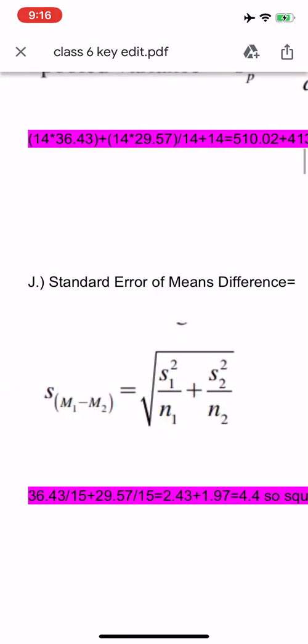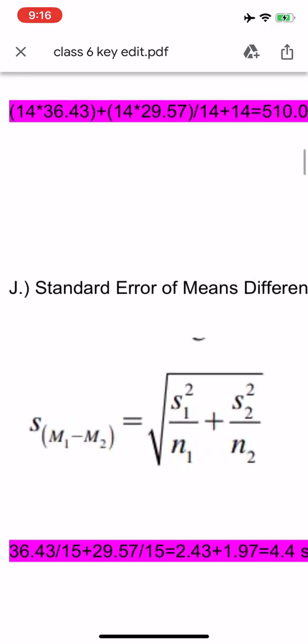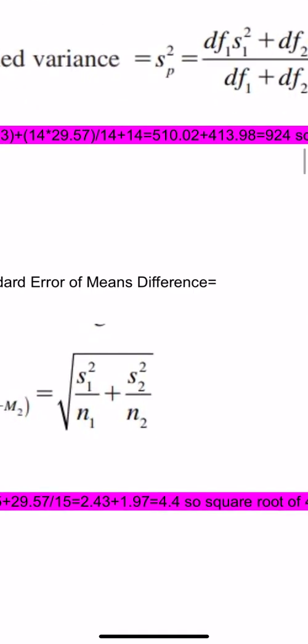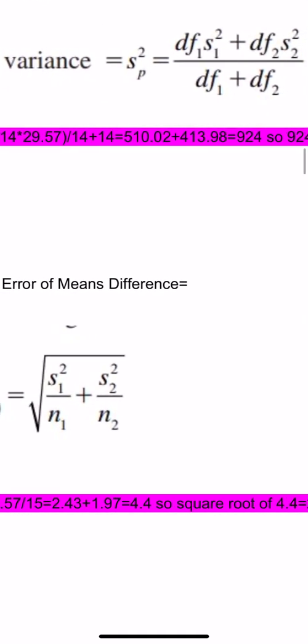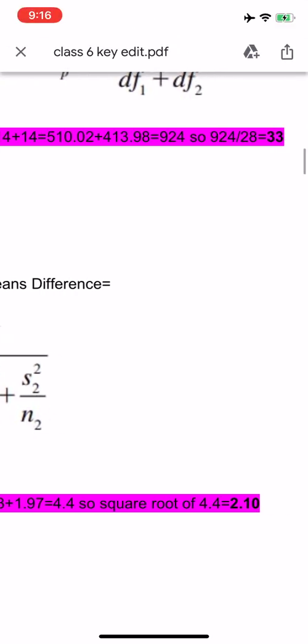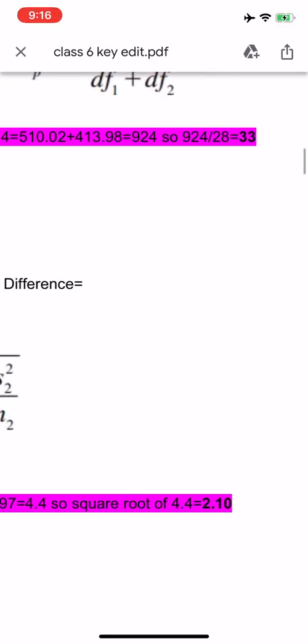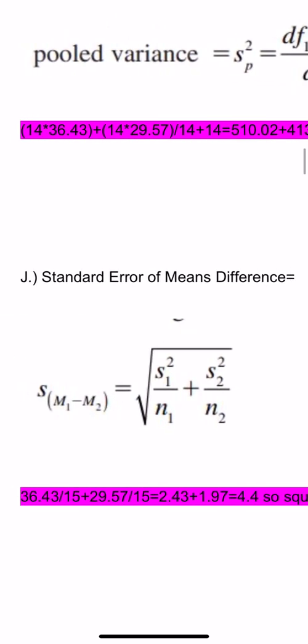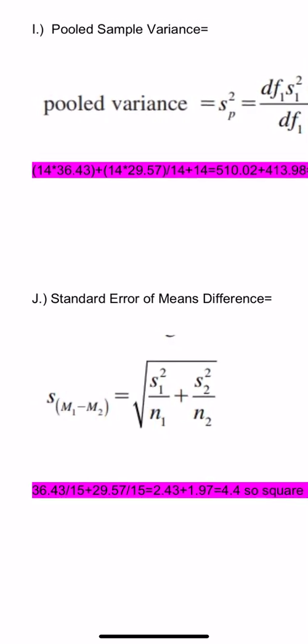So this first part in the parentheses equals 510.02 plus 413.98, which equals 924. So 924 divided by 28 equals 33. The pooled variance is 33.